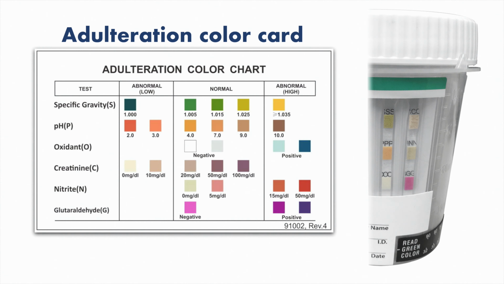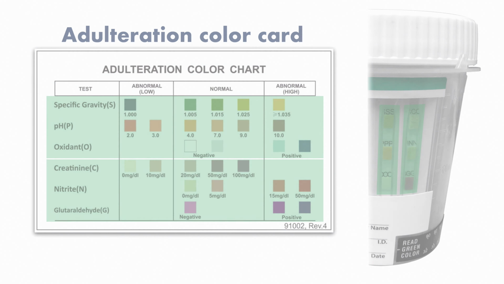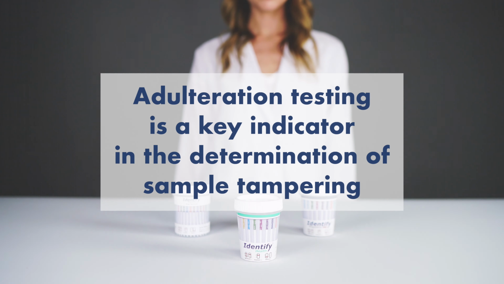If your device screens for adulterations, read the results between 2 and 5 minutes. See the color chart for interpretation. If the specimen indicates adulteration, we recommend not to interpret the drug test results and either retest the urine or collect another specimen. Adulteration testing is a key indicator in the determination of sample tampering.